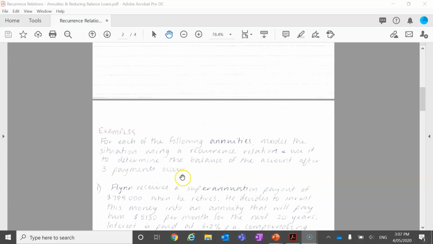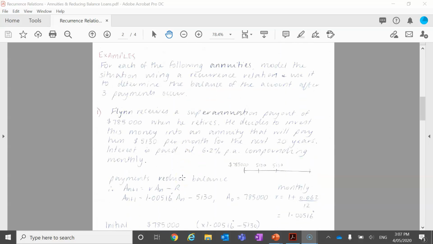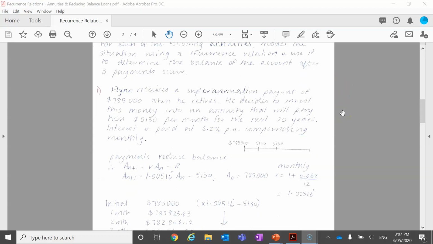Let's look at some examples and see if we can pick the right rule to use in each of these. For each of the following annuities, we're asked to model the situation using a recurrence relation and use it to determine the balance of that account after 3 payments occur. The first one is that example that we looked at where Flynn is receiving his superannuation payout when he retires and he's investing it so that he will get $5,130 per month for the next 20 years, and we have our interest rate there compounding monthly.